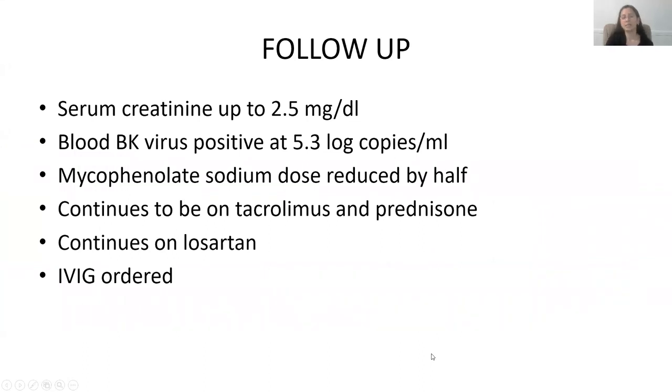So currently, the patient's creatinine has gone up again to 2.5. Unfortunately, her blood BK virus is now positive. So at this point, we're scaling down her immunosuppression. We reduced her mycophenolate. We continued tacrolimus and prednisone. She's still on the losartan, and we've ordered IVIG. It's very probable that we'll have to do another biopsy to see what's going on with her. But hopefully she does well.